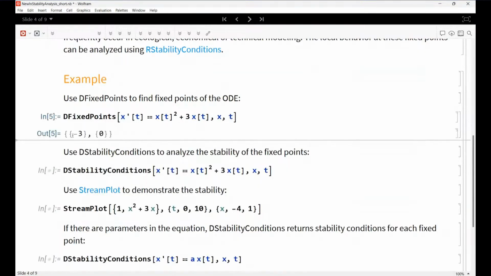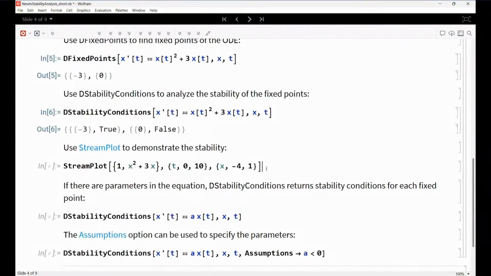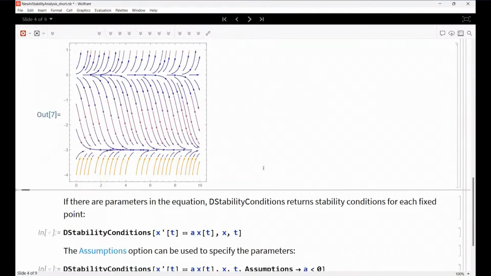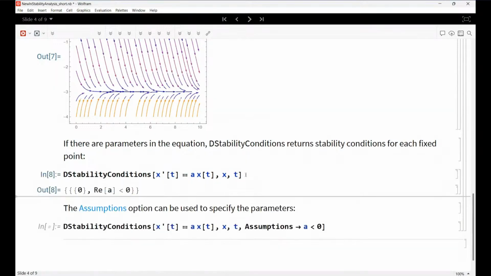Here we have 2 fixed points, -3 and 0, and we can analyze the stability of the points using the StabilityConditions function. And we see here that -3 is a stable point and 0 is unstable, and we can use the StreamPlot function to visualize the stability. In case we have parameters in the equation, StabilityConditions returns stability conditions for each fixed point. As an example, in this case, we can see that 0 is a fixed point which is stable only if the real part of parameter a is negative.